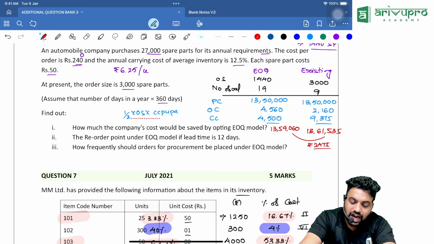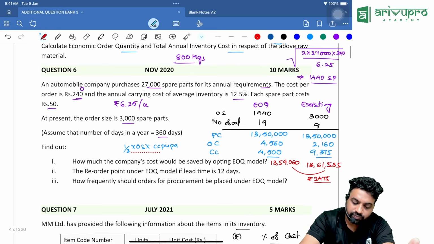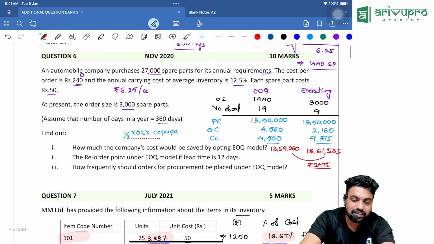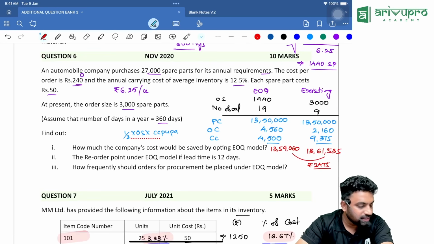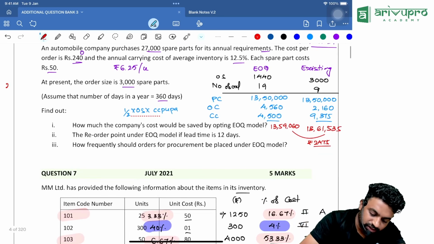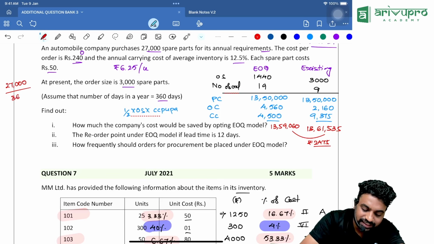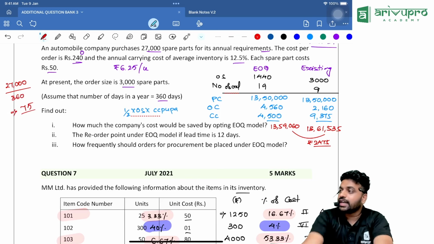Reorder point, they are asking nothing but your reorder level when lead time is 12 days. Guys, try to understand. 27,000 spares you are consuming, correct, for 360 days. Yes or no? Per day on an average, how much you are consuming? 75. Now try to understand.